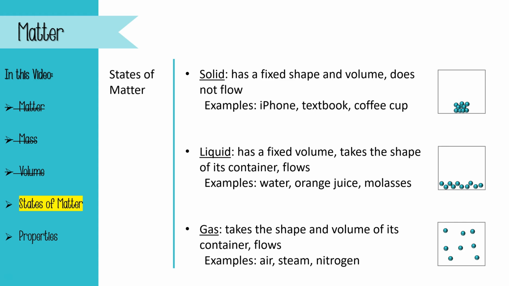If you have a window open in your room, the air in your room and the outside is flowing back and forth. Some examples of gases are air, steam, which is just gaseous water, and nitrogen, which you might find in your scuba tank.